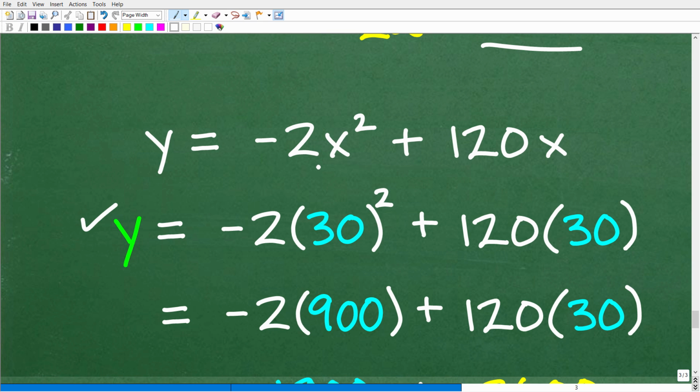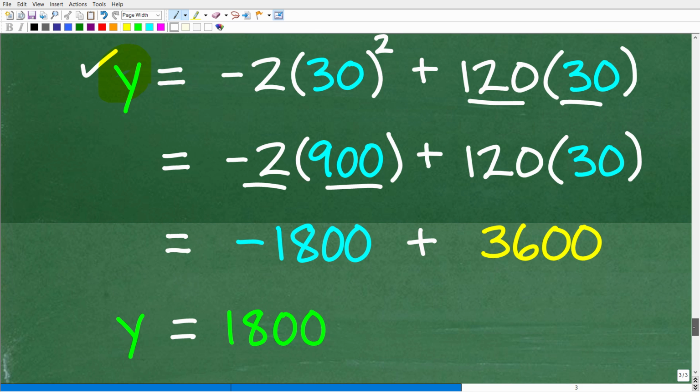So -2x squared plus 120x. We are going to plug in a 30 right here, because this 30 is the x coordinate for our vertex. So you have to get this first, and then we plug in our value, which of course is 30, into our equation to get y. So we have 30 squared, which is 900 times -2, and then 120 times 30. We'll do all this number crunching. This is not that difficult.